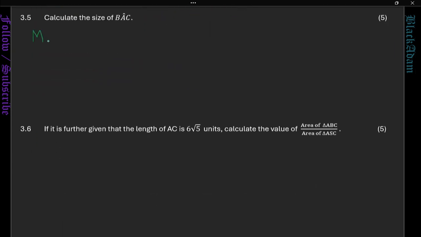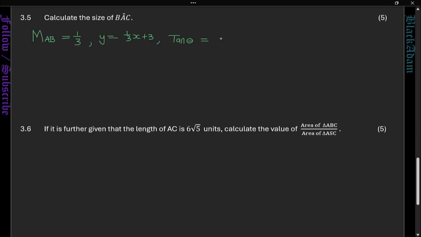So what we need to do is find the gradient of AB, because remember that from the equation 1 over 3 x plus 3, our gradient is 1 over 3. So tan theta equals 1 over 3, and theta is going to be the inverse tan of 1 over 3, to solve for the angle there.